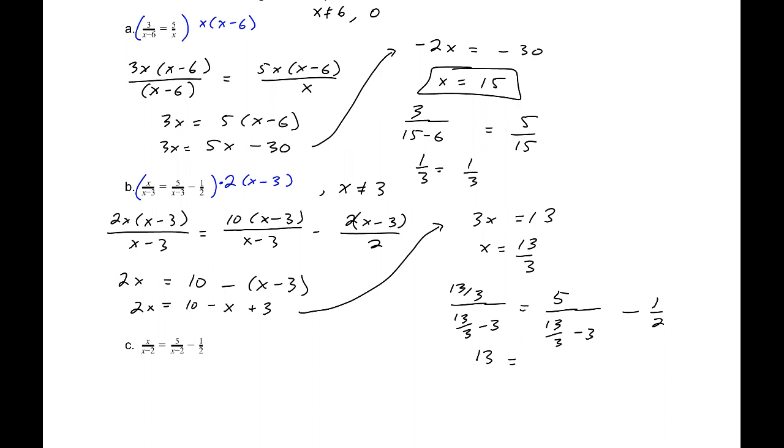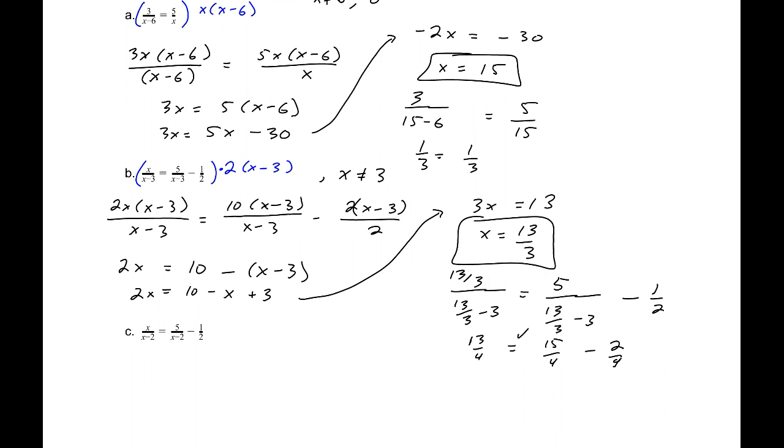Let's check that. Oh, actually, that'd be 9/3. Okay, so that would be 4/3. Dividing by 4/3, which would make, all right, 13/4. Okay, that works out a little better. All right, we'll get 4/3 there, so that'll be 15/4 minus 2/4. That is certainly true. And x is equal to 13/3.